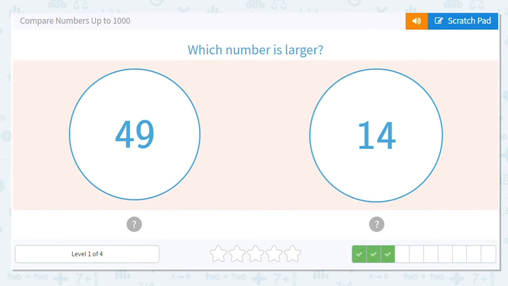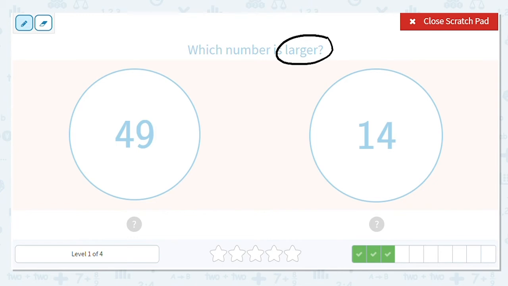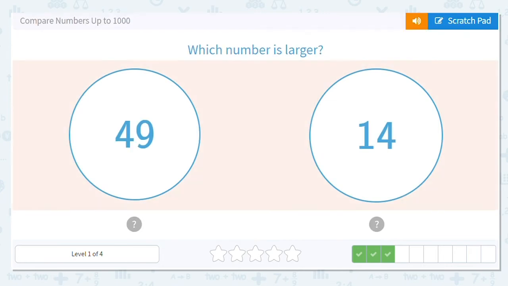Next one, which number is larger here? Okay, what will I underline in 49? The 4 or the 9? The 4, because we're looking at the tens place. How about in 14? What will we underline in 14? The 1, because we're comparing the tens place. So which is greater, 49 or 14? 49 is greater because 4 is greater than 1.